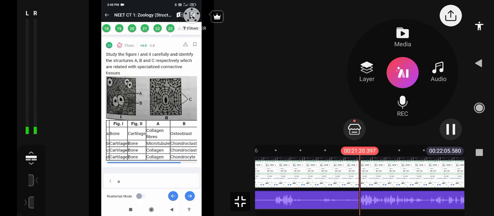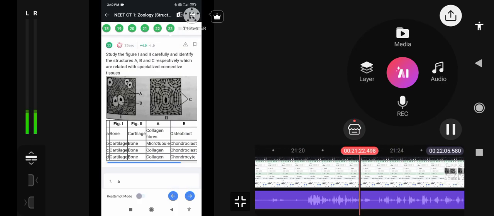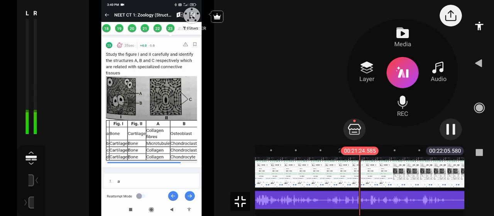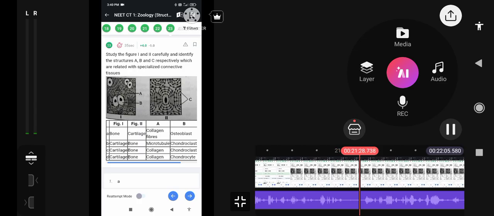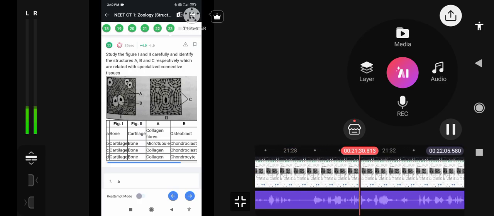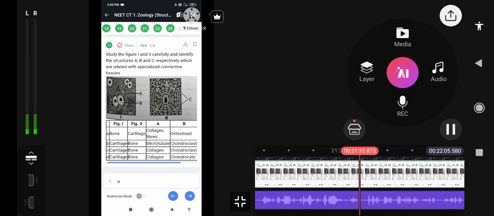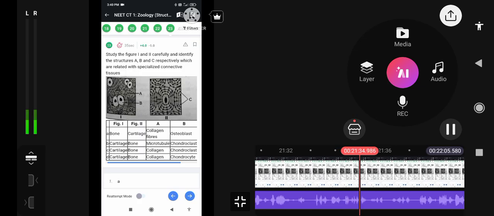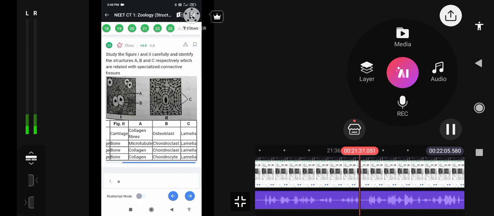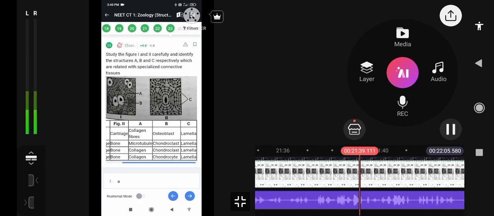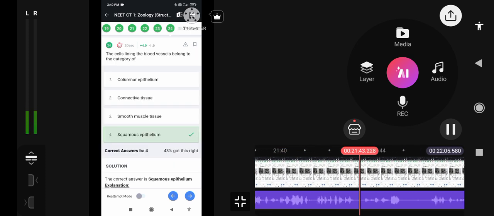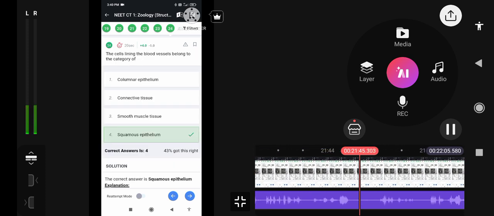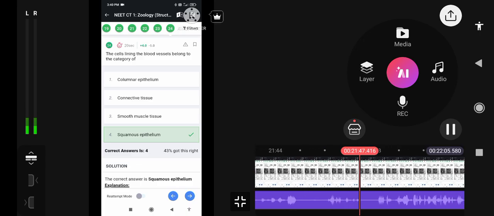Now going for the 23rd, study figure 1 and 2 carefully and identify structures A, B, C respectively, which are related to specialized connective tissues. Here figure 1 is cartilage. Second is bone. Option D, you will get that. A is collagen fibers. B is chondrocyte. Chondrocyte means cartilage cell, and C is the lamella of the bone.